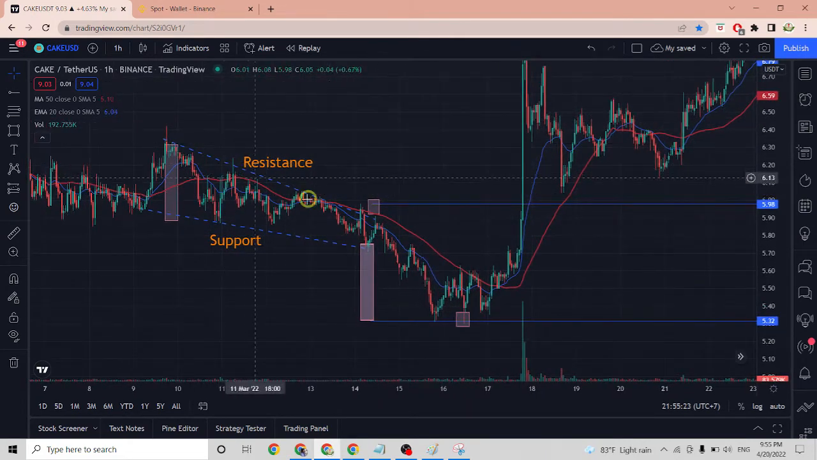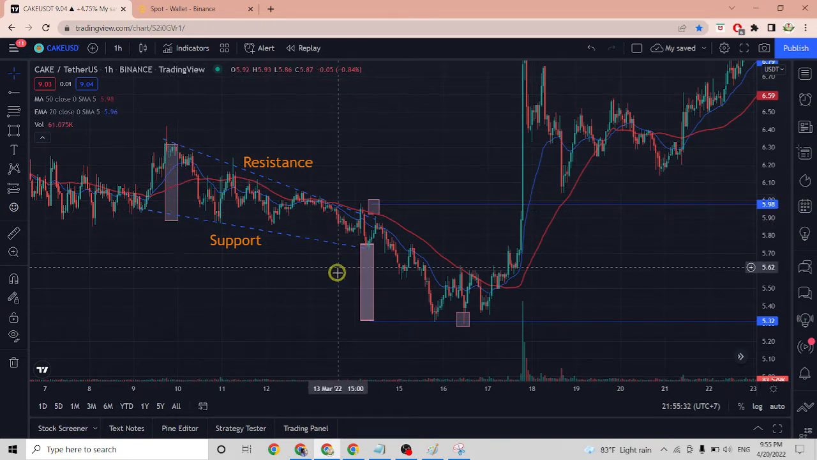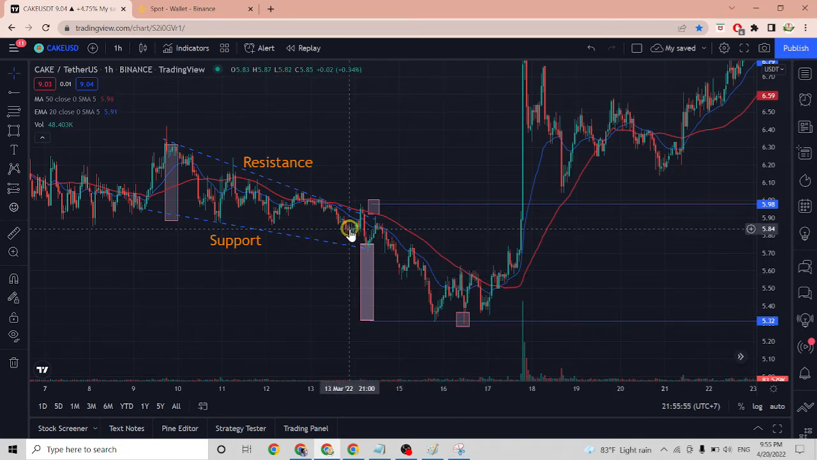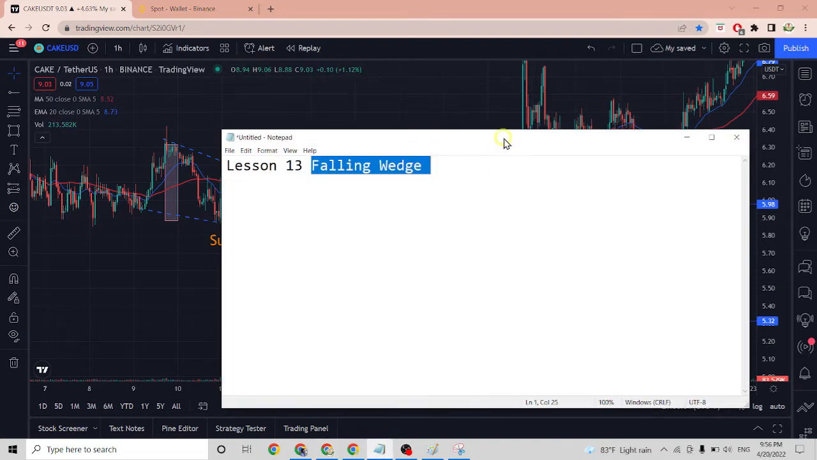Again, you draw the resistance, support, and the rectangle from support to resistance, and pass it down here. If it breaks the resistance, you can buy it here, 5.98. But if it breaks the support, you can buy it here. You can copy this one. Okay, so again, during this price, you can set like this, OCO.